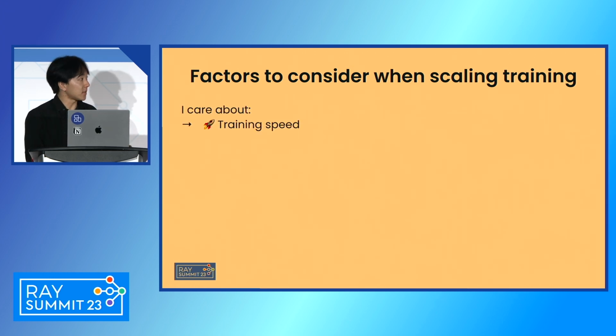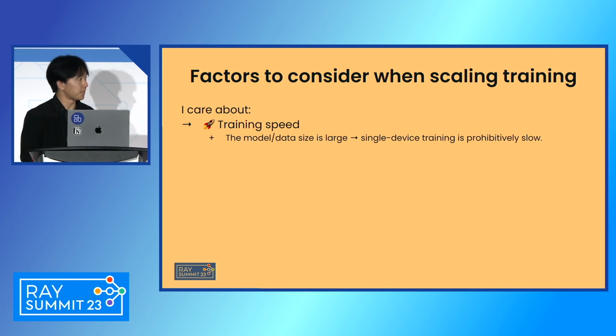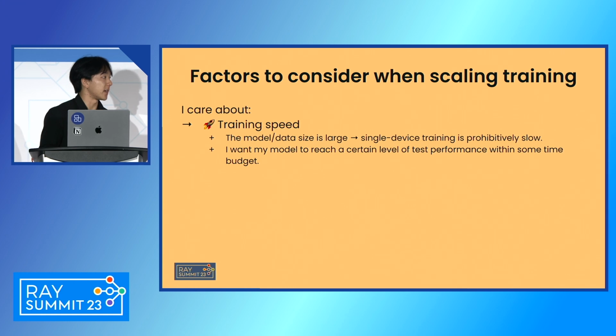So I care about the training speed. So for example, if my model or data size is very large, if I'm just doing single device training, it's going to be prohibitively slow, and we'll need to distribute in some way to multiple devices and multiple nodes even to actually make this feasible to train. And another factor that you might want to consider is if you want to optimize for training speed in order for your model to reach a certain level of test performance within some time budget. So for example, if I'm building some fine-tuning service where I need to give a customer a fine-tuned model by a certain time frame, like this latency might actually matter a lot.